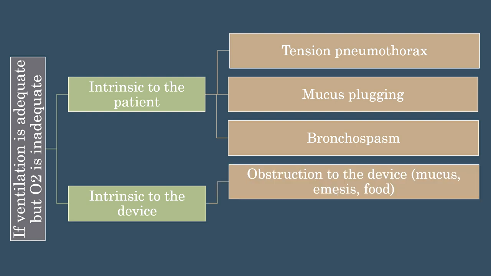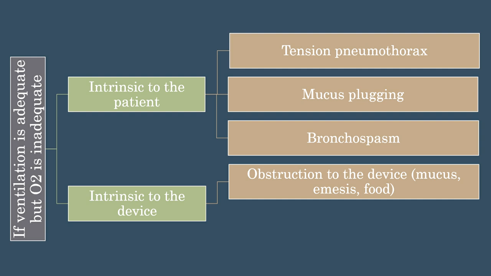Let's move on to some things to think about that are intrinsic to the device. All too often we place these devices blindly. That's because we're not intubating the patient, we're not putting a laryngoscope down. So we can't see what's going on in the airway. There may be some sort of obstruction in the device. It may be something as simple as emesis, mucus, food, or any other foreign body.